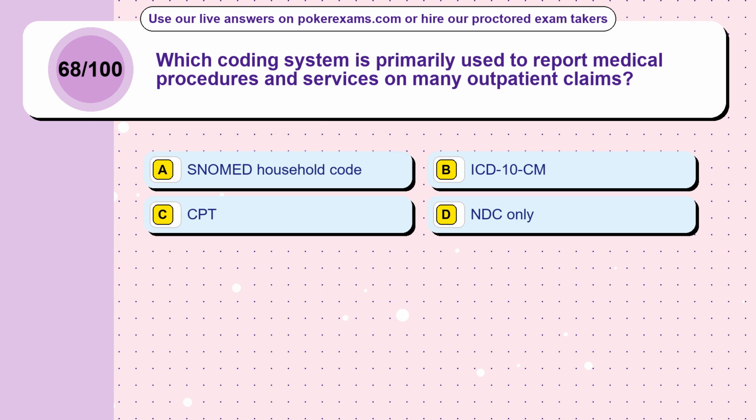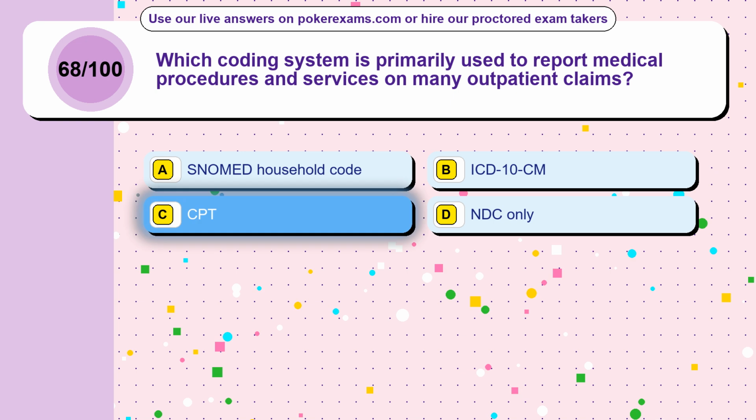Question 68. Which coding system is primarily used to report medical procedures and services on many outpatient claims? Option A. SNOMED Household Code. Option B. ICD-10-CM. Option C. CPT. Option D. NDC only. The correct answer is option C.